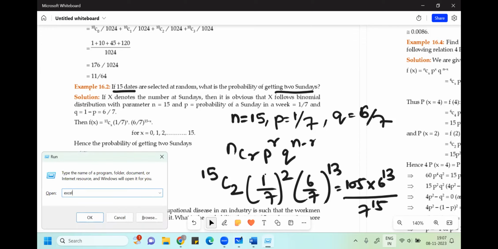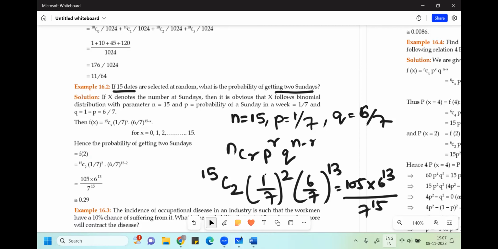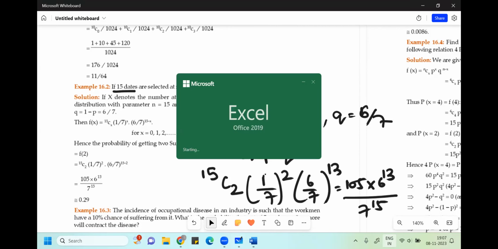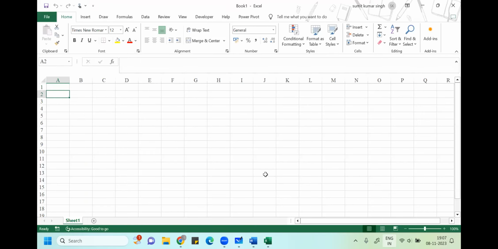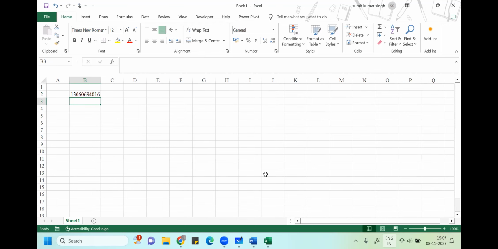You will get the answer. Here I'm using Excel. You can do 6 to the power 13, right? I know at least till 6 to the power 4, I don't know more than that. So if you ask me what is 6 to the power 13, it is this much value.